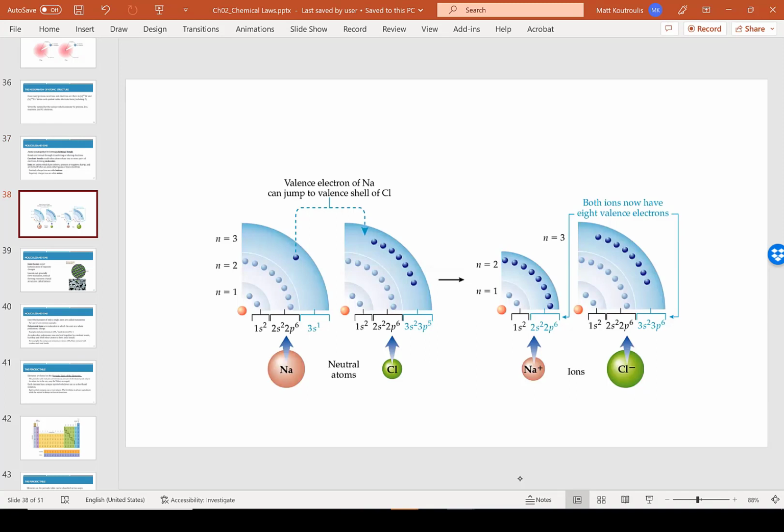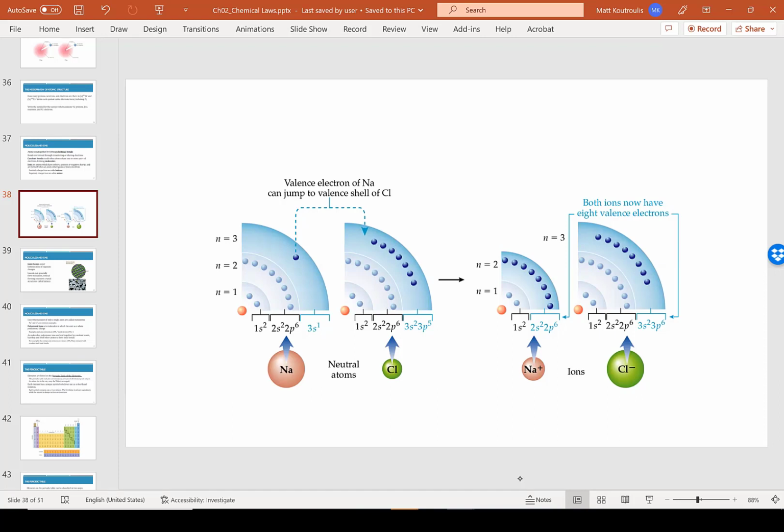So this should seem familiar from last semester. I have a sodium atom here and a chlorine atom here. These dots represent their electrons. What do we call these kinds of electrons that are in the outermost shell? Valence electrons. And what do we call this shell? It's called the valence shell, right?